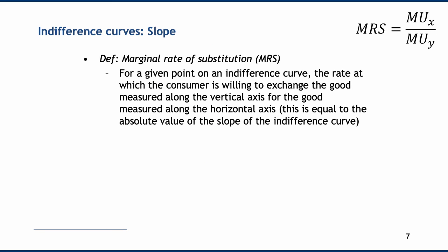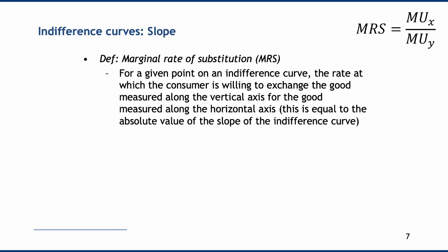The slope of the indifference curve is known as the marginal rate of substitution. For a given point on an indifference curve, the marginal rate of substitution tells us the rate at which the consumer is willing to exchange the good measured along the vertical axis for the good measured along the horizontal axis. This is equal to the absolute value of the slope of the indifference curve. The formula for the marginal rate of substitution is the marginal utility of good x divided by the marginal utility of good y. In other words, the marginal benefit of good x with respect to good y.